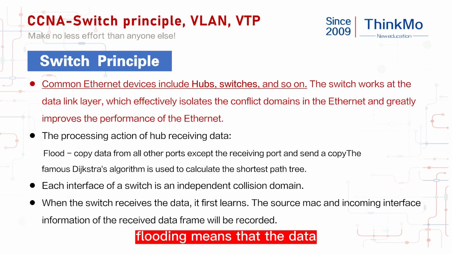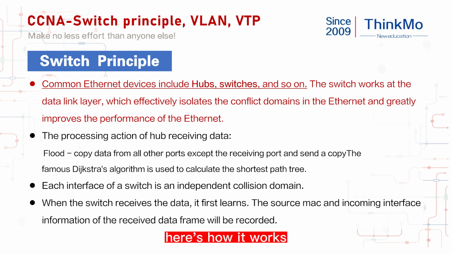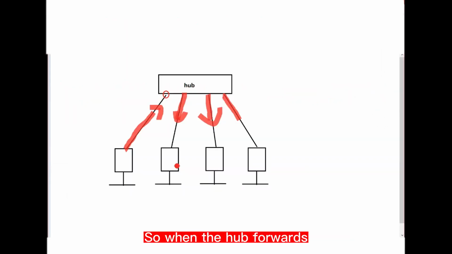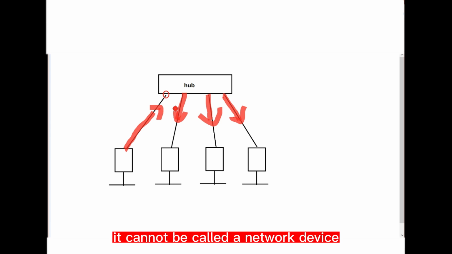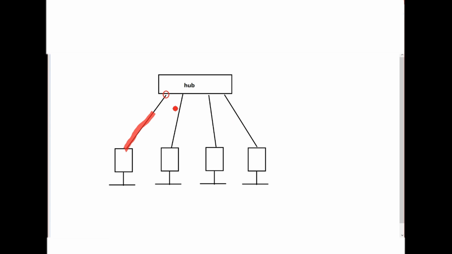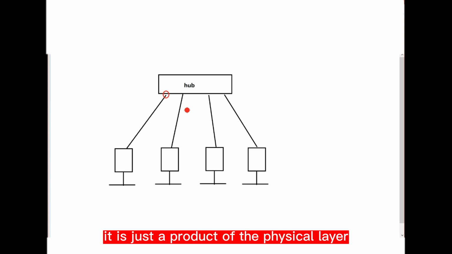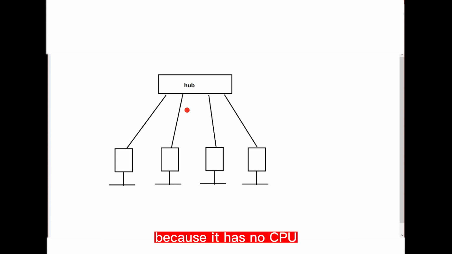Flooding means copying the data and sending a copy to all ports other than the receiving port. So when the hub forwards, no matter what the data is, it doesn't care where it goes. As long as data comes, it will flood out. So actually, it cannot be called a network device. It is just a product of the physical layer, because it has no CPU. It does not need to calculate. This is how it forwards.